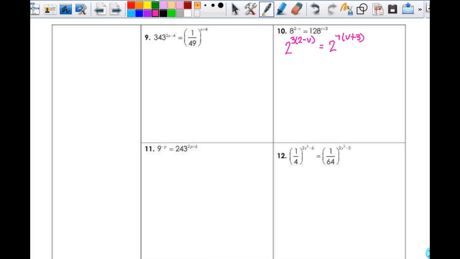I can take it out of the exponent now. So this is going to give me 6 minus 3v equals 7v plus 21. And now I just solve this.